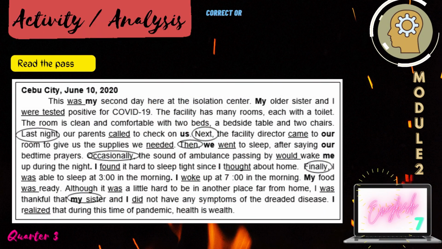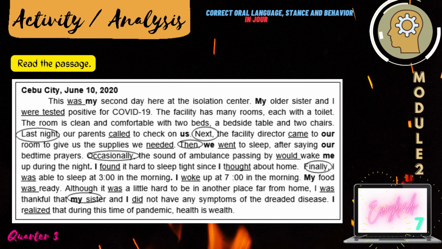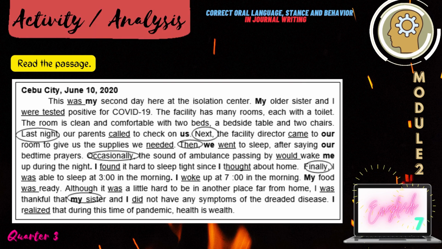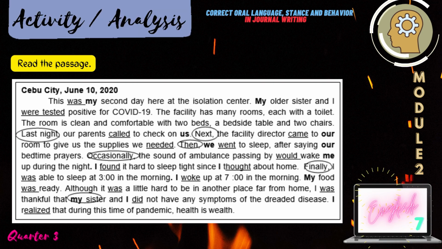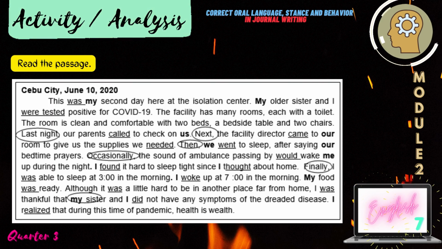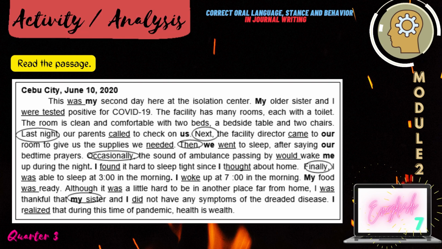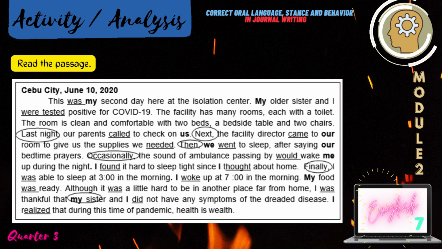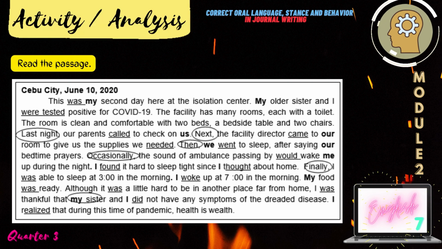Now let's read the passage. We have to identify the tense of verb use, from what point of view the journal was told, and what could be the purpose of the writer in the journal entry. The underlined verbs indicated the use of simple past tense. The pronouns being highlighted indicated that the text is told in the first person point of view. The words encircled are the transition words or logical connectors used to indicate chronological sequence of events.